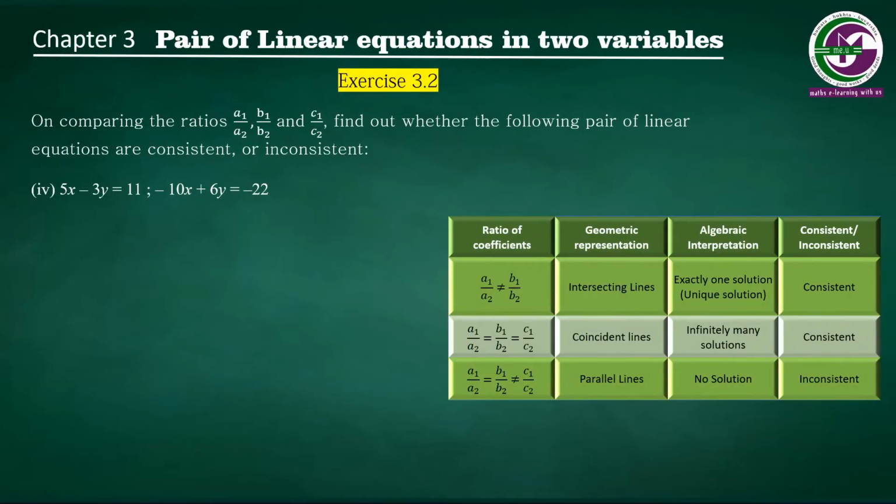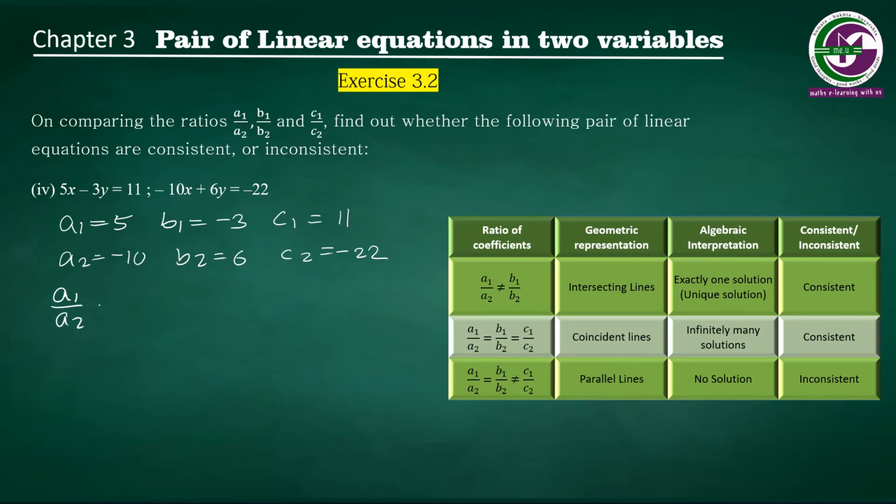Now the fourth sub question, 5x minus 3y equals 11, minus 10x plus 6y equals negative 22. So we'll compare it with the standard equation. We'll find out the values of a1, b1, c1, a2, b2, c2. So here a1 equals 5, b1 equals negative 3 and c1 equals 11, a2 equals negative 10, b2 equals 6 and c2 equals negative 22.